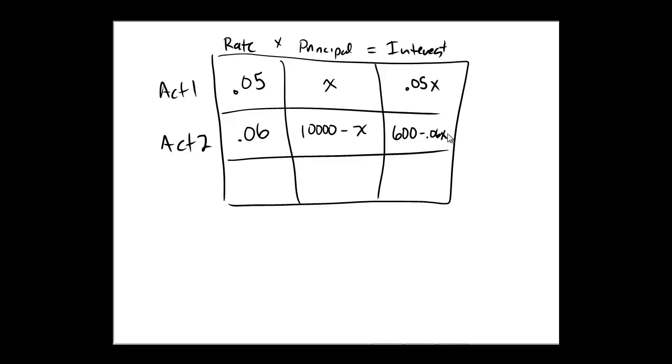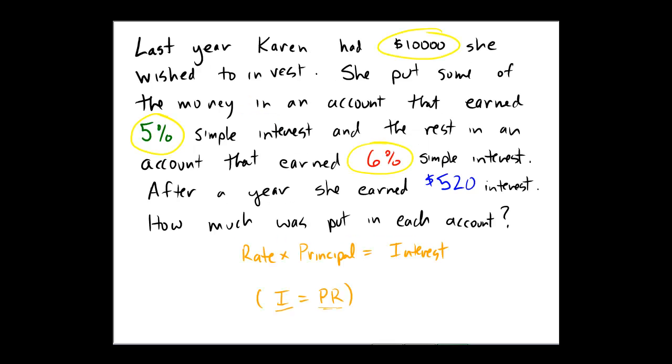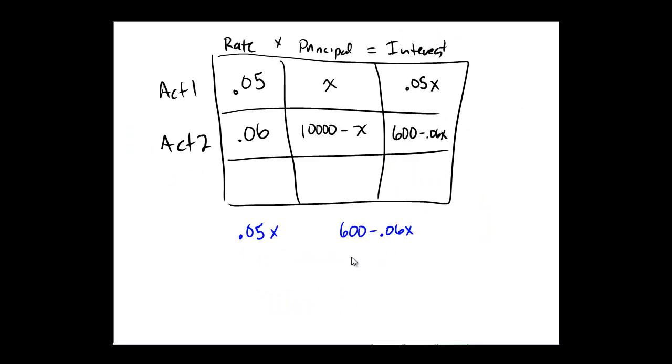Okay, now those two pieces of information are going to be useful for us in making an equation. Namely, we have 0.05x here, and 600 minus 0.06x here, and if we go back to the problem, remember that the total amount of interest earned was 520. So these represent the interest from the first account and the interest from the second account. We're going to add those together for a total amount of interest and set that equal to 520. And now we're in algebra land.